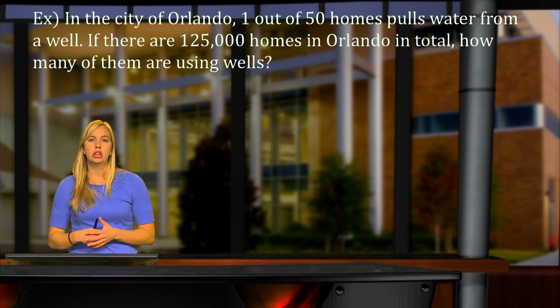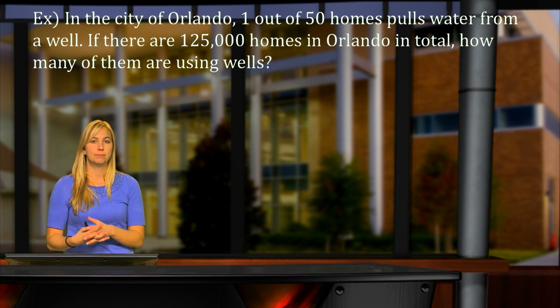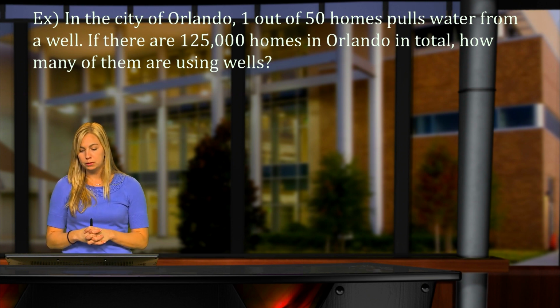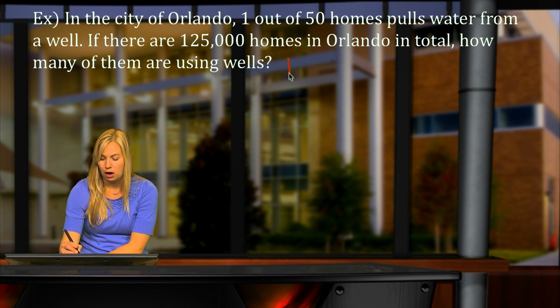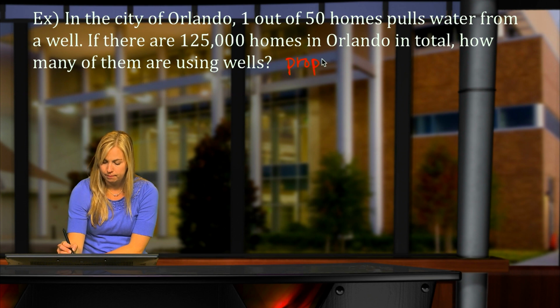Shifting gears, now we're going to look at how we can use rational equations in problem solving. In the city of Orlando, 1 out of 50 homes pulls water from a well. If there are approximately 125,000 homes in Orlando in total, how many of them are using wells? This is a proportion problem.